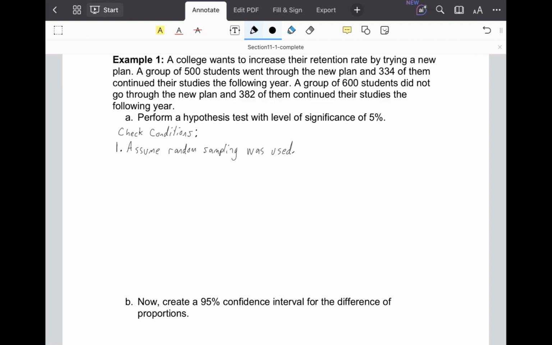Perhaps check with whoever was running this retention program just to make sure that they actually understand what random sampling is and that they ended up using it. And now for the normal criterion, we need to look at the p-hats.